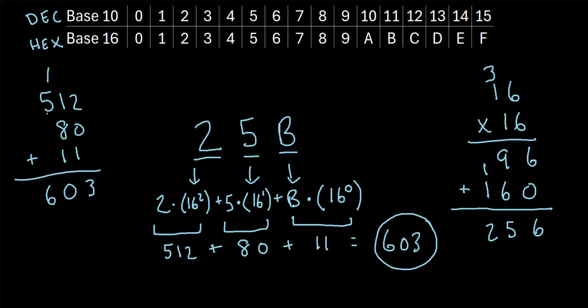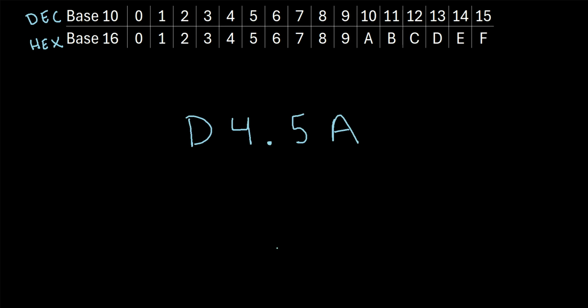All right, let's try one more example. Let's say we have D4.5a. How can we convert this hexadecimal into a decimal? Well, remember the trick that we used. This first value, this 4, is going to be 4 times 16 to the 0. This next value, d, is going to be d times 16 to the 1.